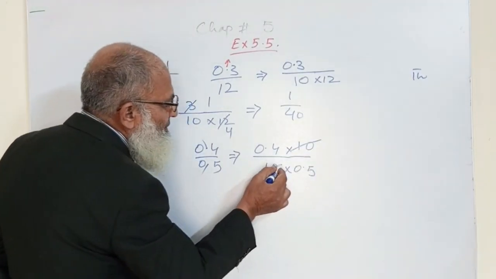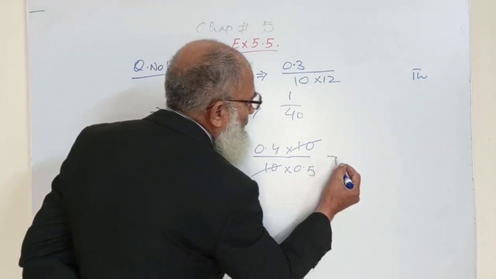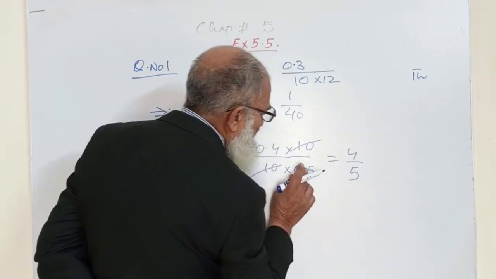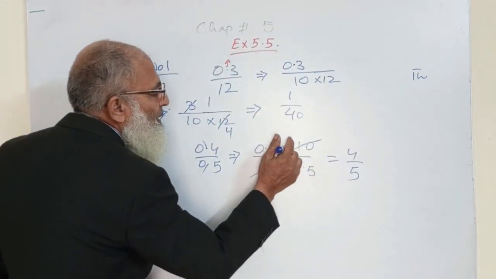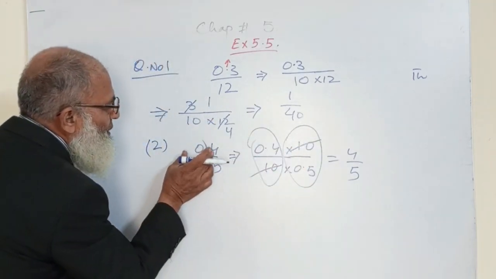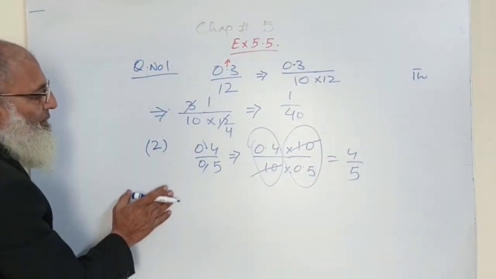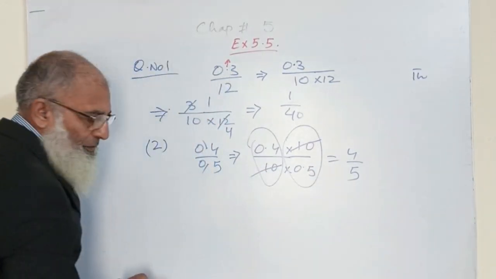So this 10 simply cuts this. We are left only with 4 upon 5 because the decimal has been removed by doing this. So it is very simple to do it like this. Rather than going into detail, the answer will be the same, 4 upon 5.